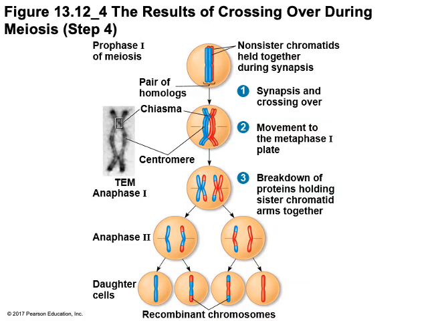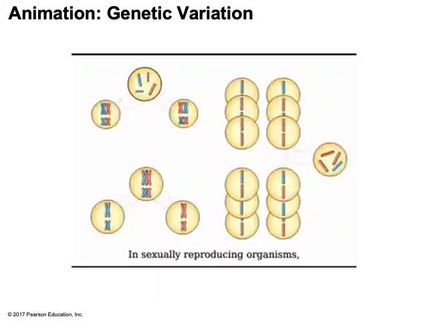Just a diagram of that process. And you notice that at the bottom, the daughter cells, you can get chromosomes that are arranged in very different ways. Another animation to look at. And okay, so we've got independent assortment, we've got crossing over.